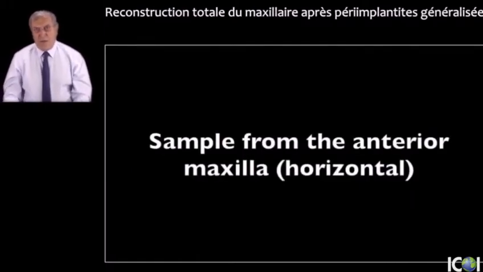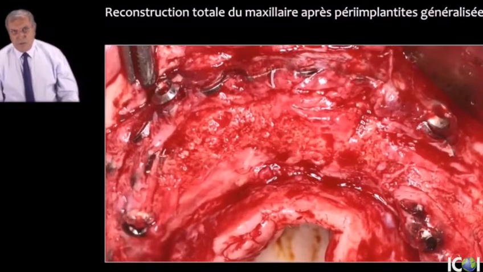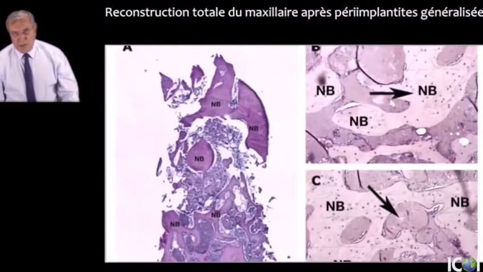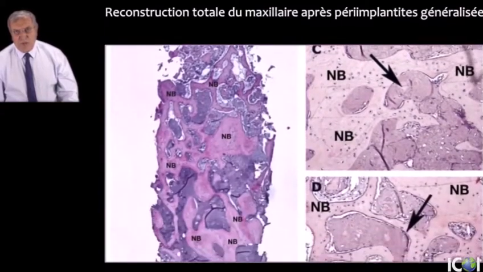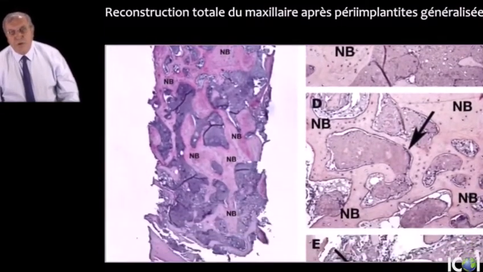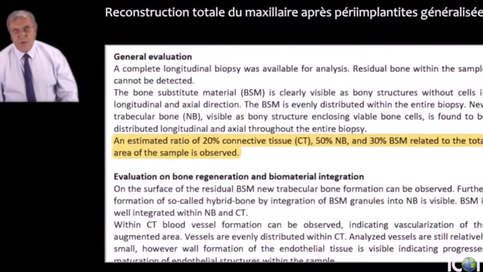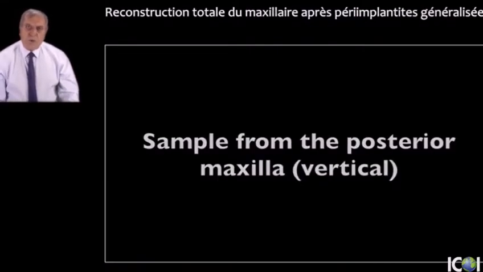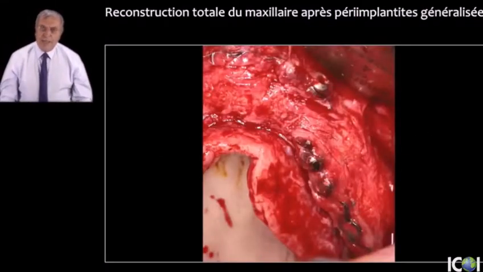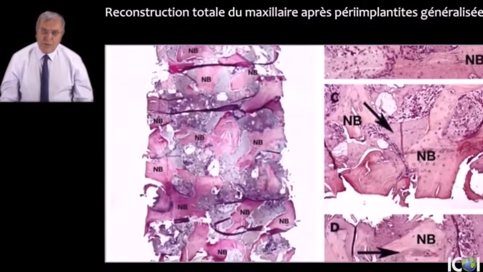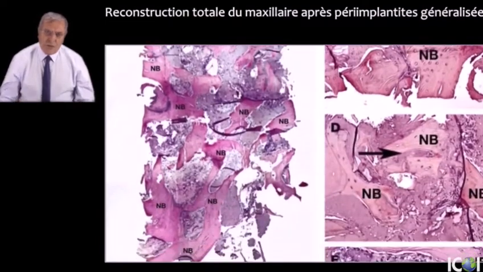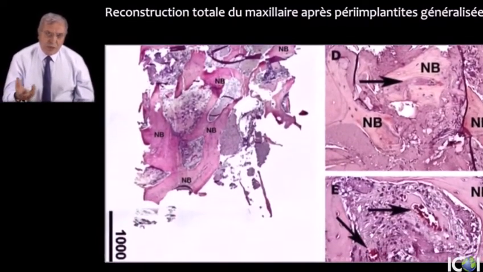From the maxilla, we did one biopsy. And the surprise was to find, after 4 months, 50% of new bone. 50% of new bone in 4 months, with no collagen membrane. The second sample was in the posterior maxilla, and the histology was 40% of new bone. But this is not the main interest.